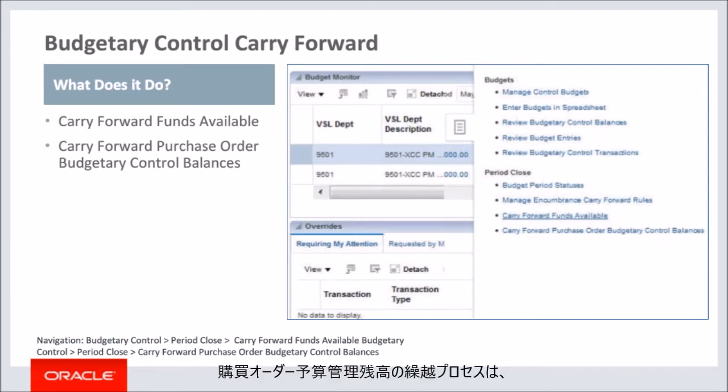The Carry Forward Purchase Order Budgetary Control Balances process identifies purchase orders with an undelivered or unbilled amount and have an obligation balance. The process will first close the purchase orders to reverse the obligation balance for the current year. The purchase order is then reopened to reestablish the obligation balance in the new year. Optionally, you can choose to carry forward the budget for the carried forward purchase order balance. A report will summarize the budgetary control impact of the purchase orders that were carried forward.